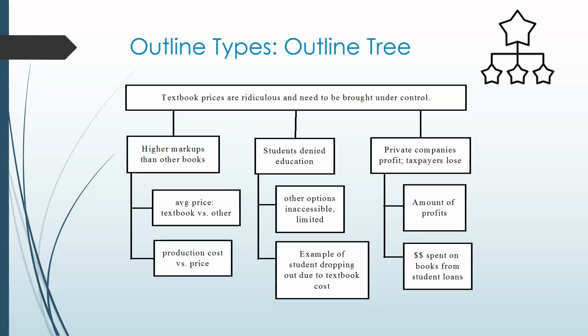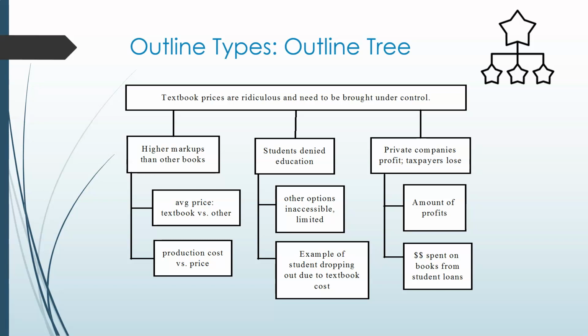Here we have the same argument from the last outline, but this time formatted as an outline tree. You can see at the top we have the same thesis statement from before, that textbook prices need to be put under control. There are 3 lines coming down from that to the 3 main supports, such as having a higher markup than the other books.